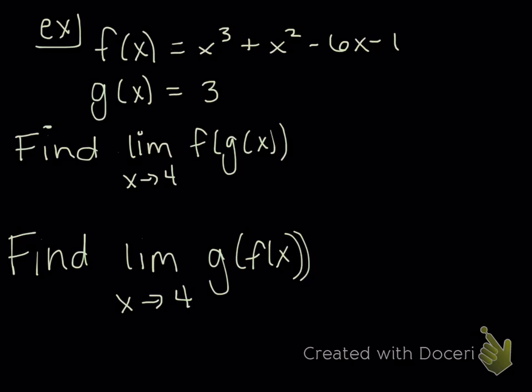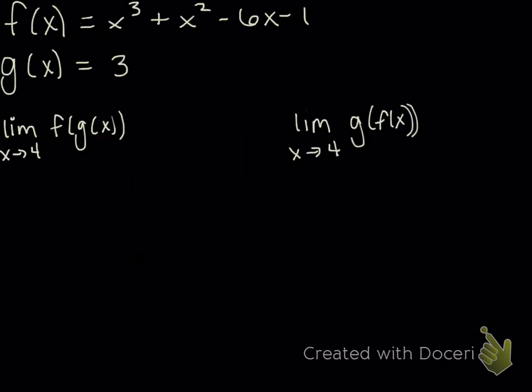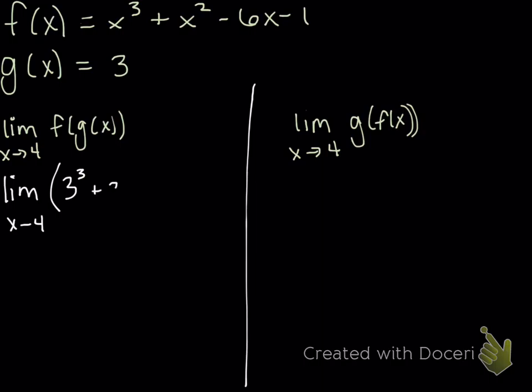Remember, this means the g function is being plugged into the f. Later on, when we do g of f of x, it's vice versa. So I have the limit as x approaches 4, and g is going to get plugged into f, so essentially I'm going to have 3 cubed plus 3 squared minus 6 times 3 minus 1.